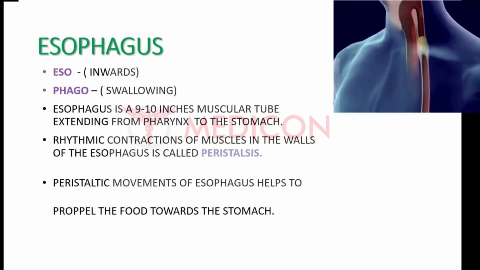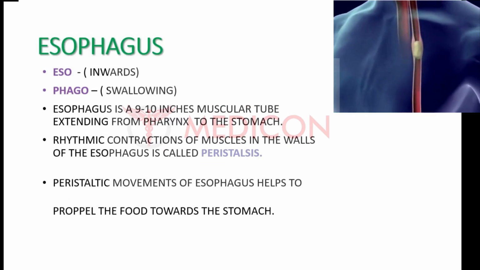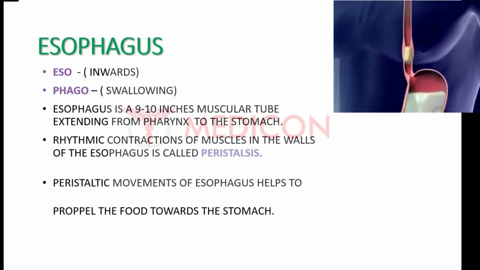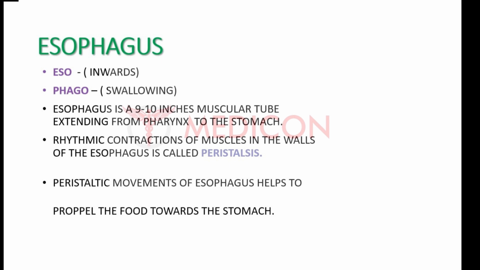Esophagus. The esophagus is a 9 inch muscular tube extending from the pharynx to the stomach. The rhythmic contractions of muscles in the wall of the esophagus propel food towards the stomach. This process is like squeezing a marble.